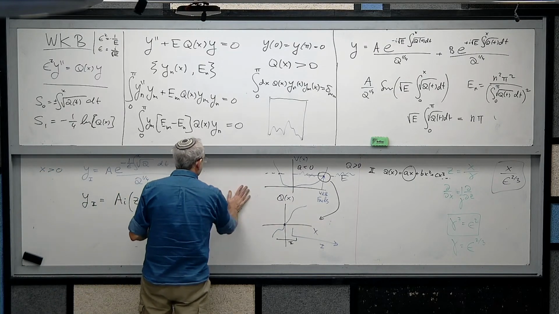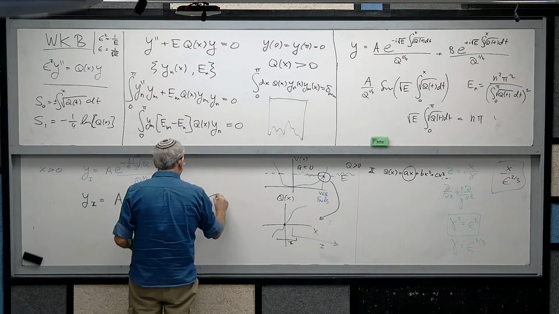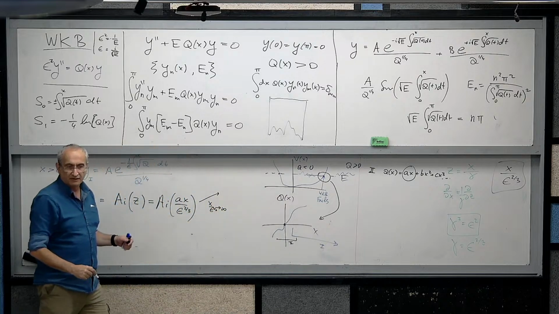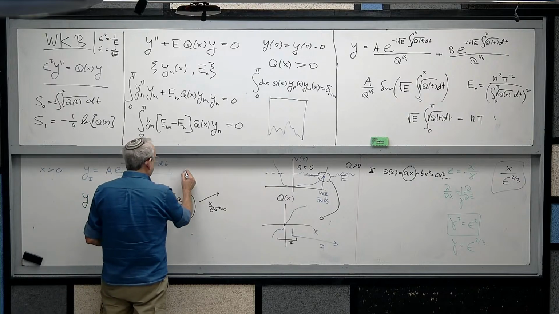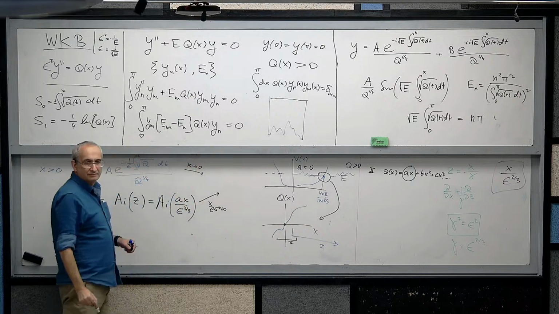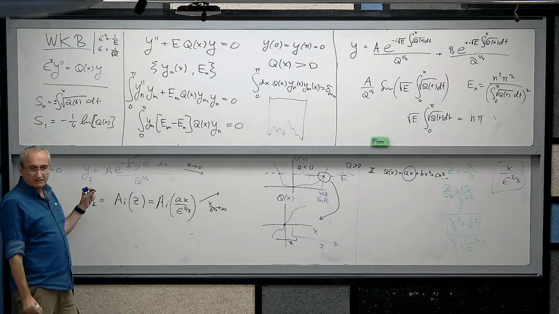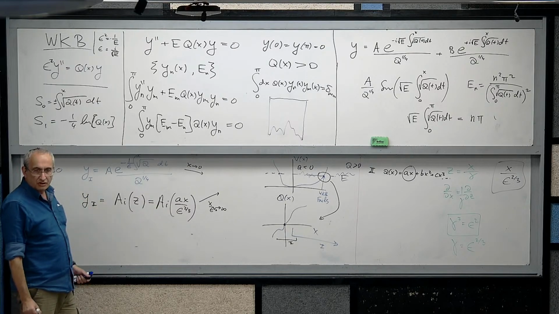The matching, in order to match this and that, I should take that x over epsilon goes to infinity, or x over epsilon to the 2/3 actually goes to infinity, right? And match it with that when x goes to 0. You see, same trick that we did before. Now we are doing the matching.